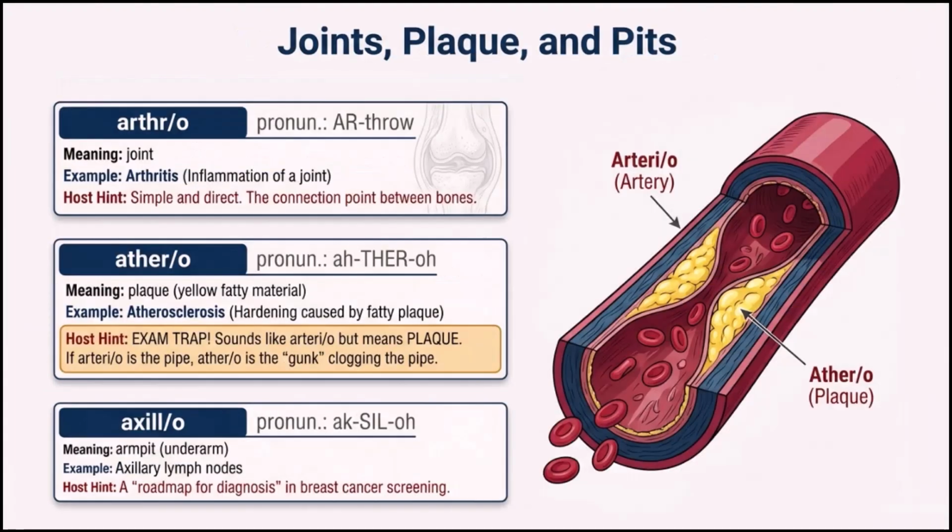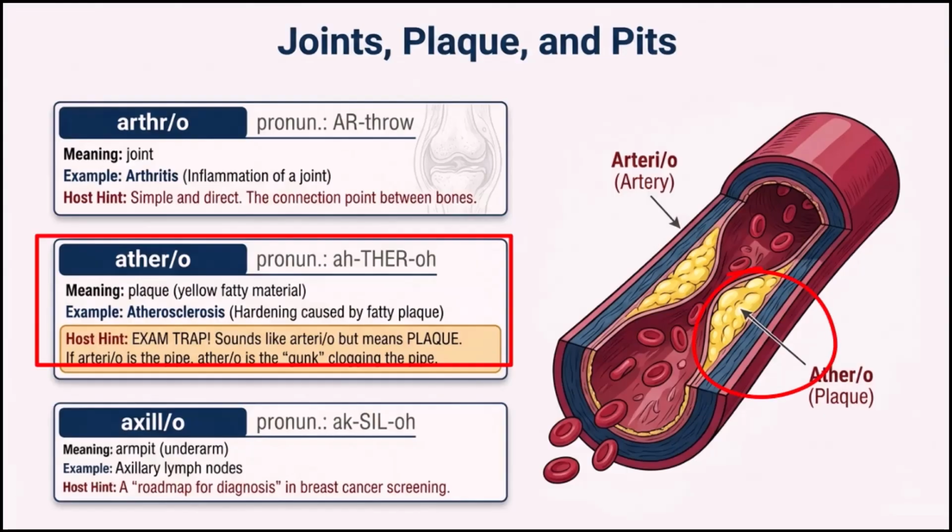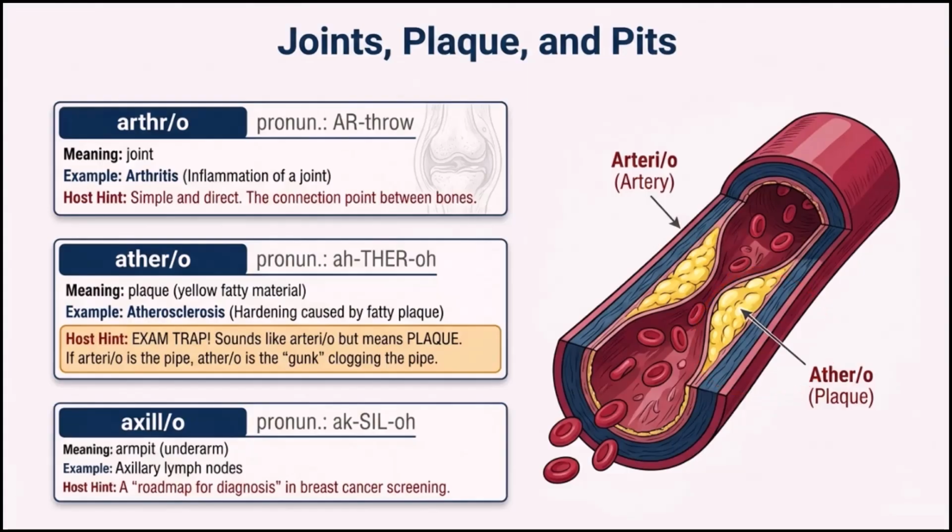Now this is where it gets tricky. There's a word that sounds almost identical, but means something totally different. Athero. Yes. Huge exam trap. It's pronounced athero. It does not mean artery. It means plaque. Specifically, that yellow, fatty material that can build up inside. So atherosclerosis is not the same thing as arteriosclerosis. They're related, but no. Atherosclerosis is the hardening caused by that fatty plaque. Think of arterio as the pipe and athero as the gunk clogging the pipe. That's a great way to put it.